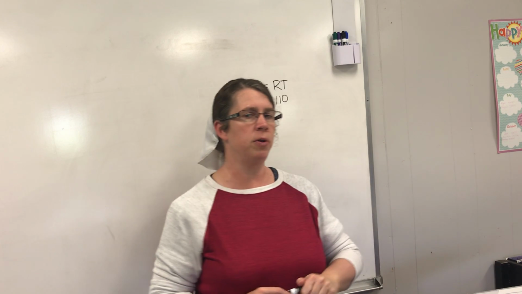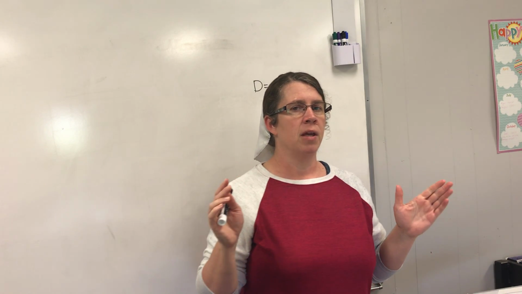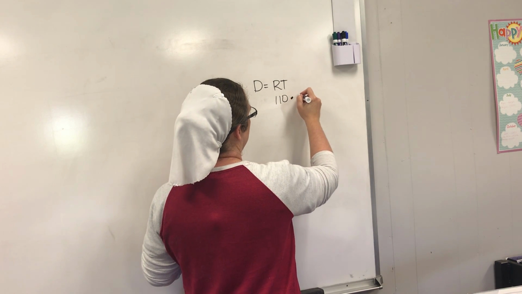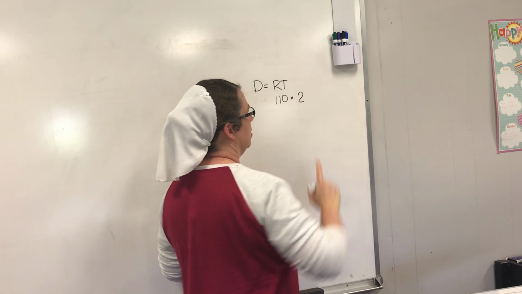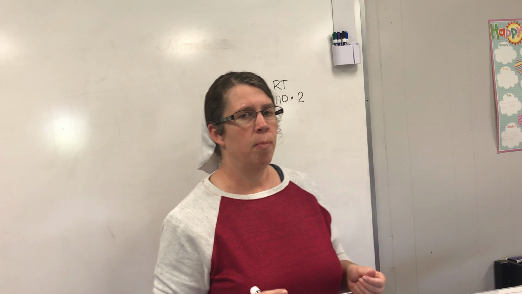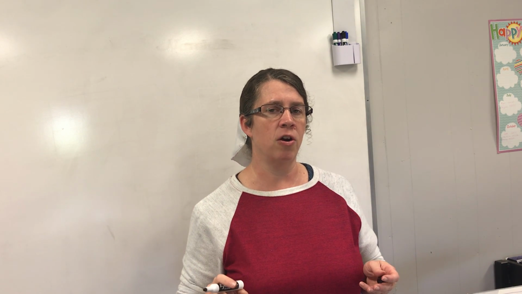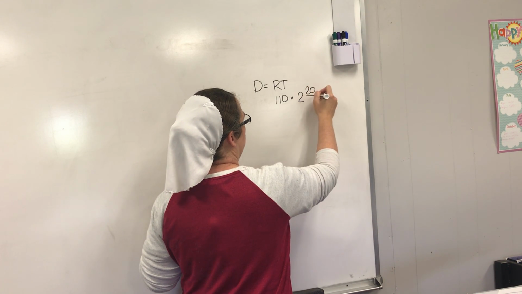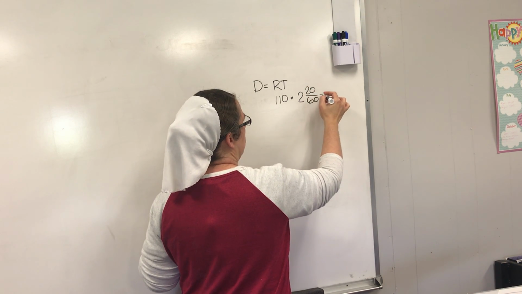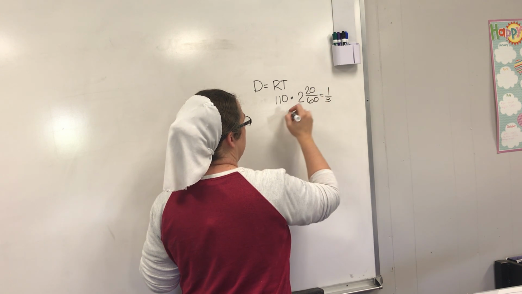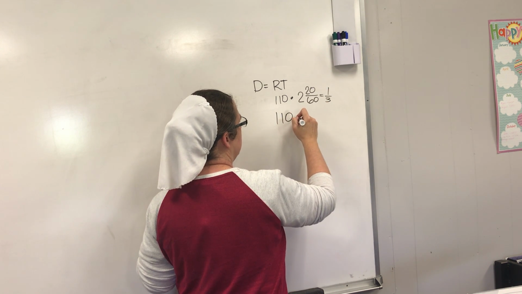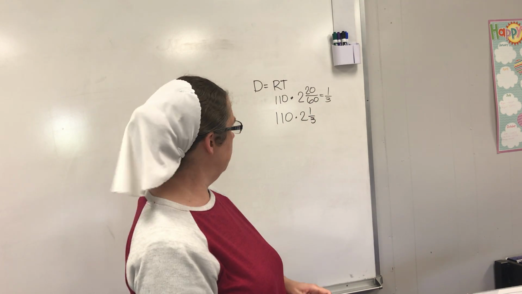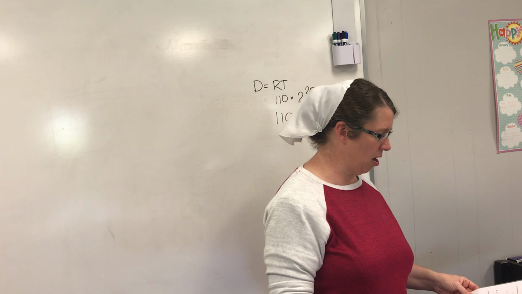This is what I wanted to help you on just a little bit. You have 2 hours and 20 minutes. Okay, you're going to have a fraction. Put your 20 over how many minutes are in an hour. 20 over 60, which is 1/3, okay? So it's basically 110 times 2 1/3, okay? And then you'll solve.